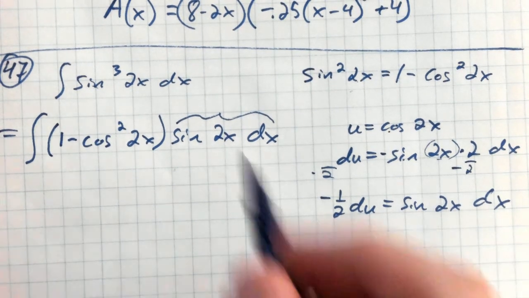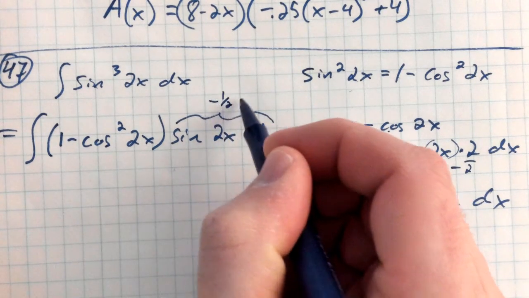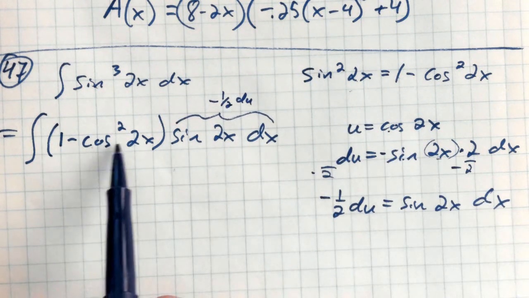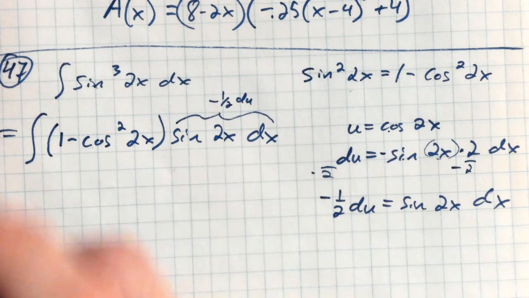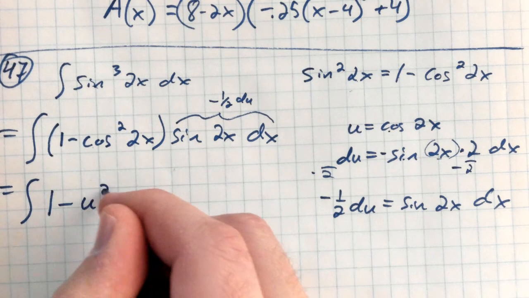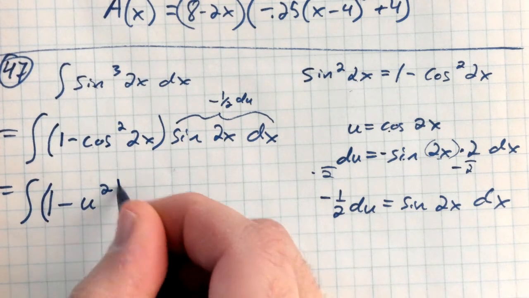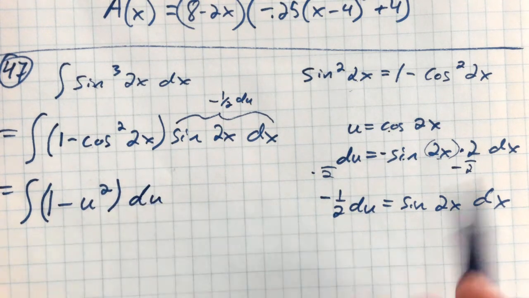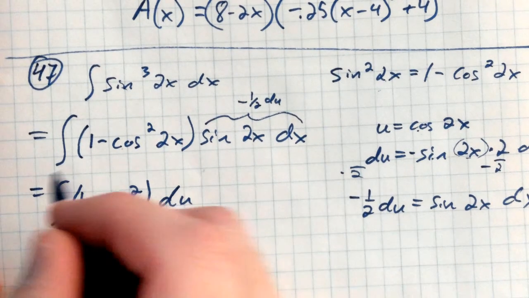Now I could make the substitution. In place of this, I'm going to put negative 1/2 du. In place of cosine of 2x, I'm going to put u. And this is what the integral will end up looking like. It'll be 1 minus u squared du, and then don't forget I've got this negative 1/2. I'll just put that out in front of everything.